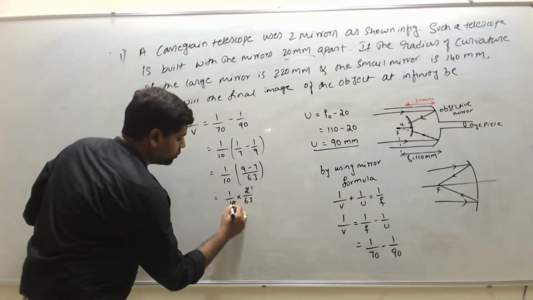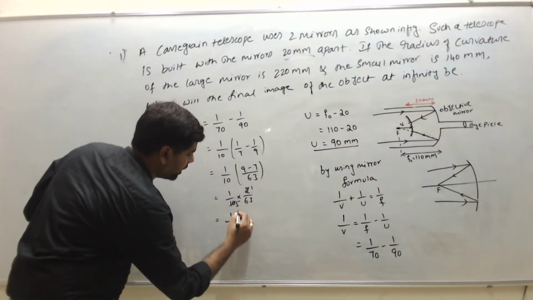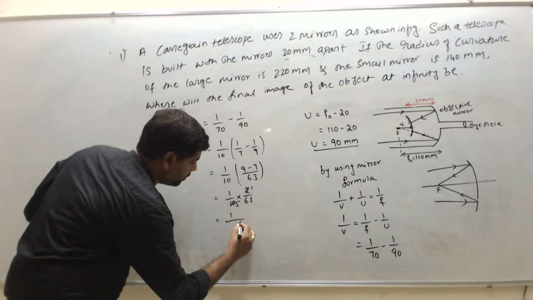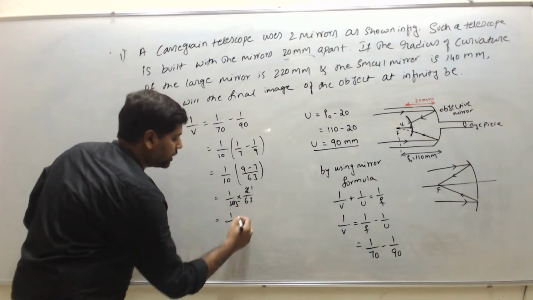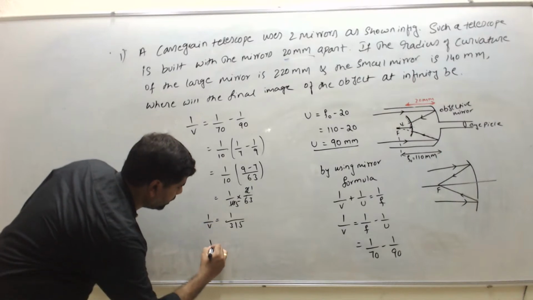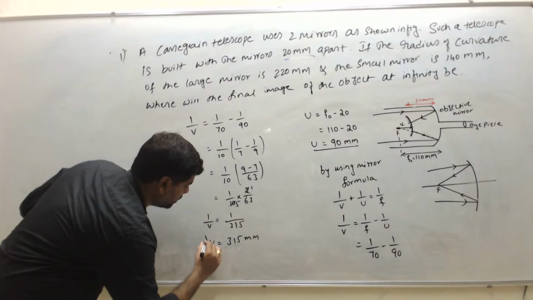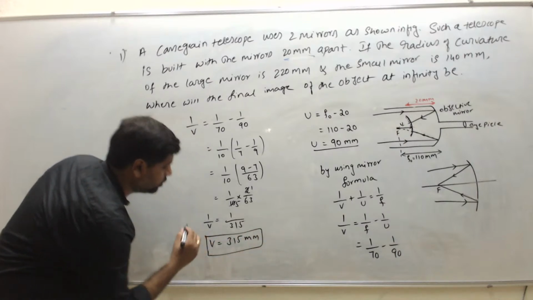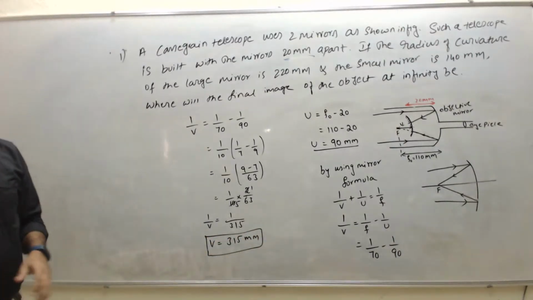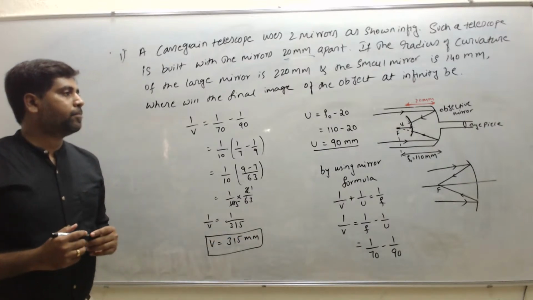So 2 ones are 2, and 2 fives are 10, so 1 divided by 315. That is 1 by v. Then v equals 315 millimeter. That is, the image is formed at a distance of 315 millimeter.